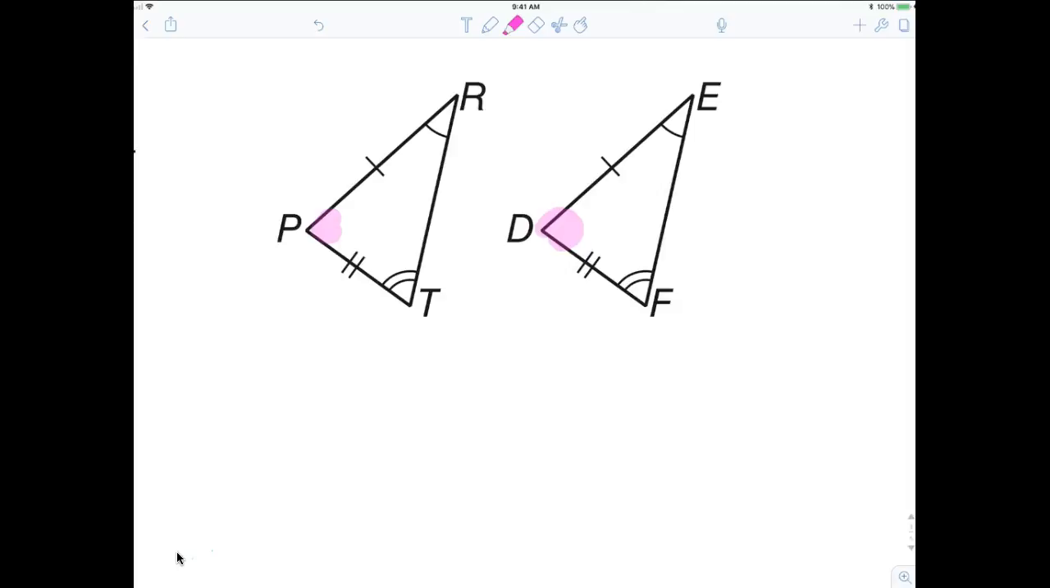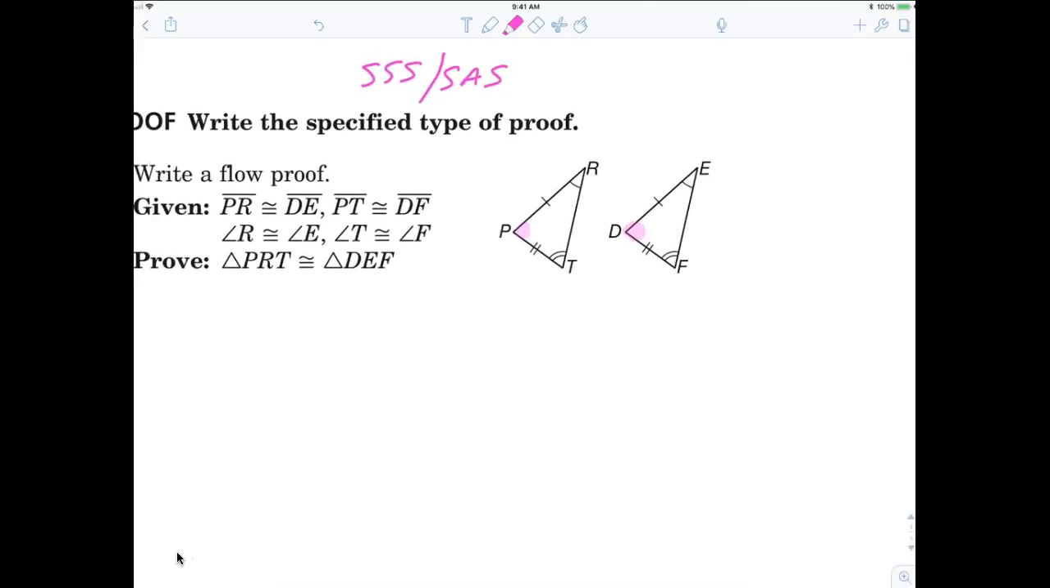The idea is to prove that the triangles are congruent, right? You with me? So the third step is triangle PRT is congruent to triangle DEF by side angle side. Everybody good with that now? Good? All right. What else?